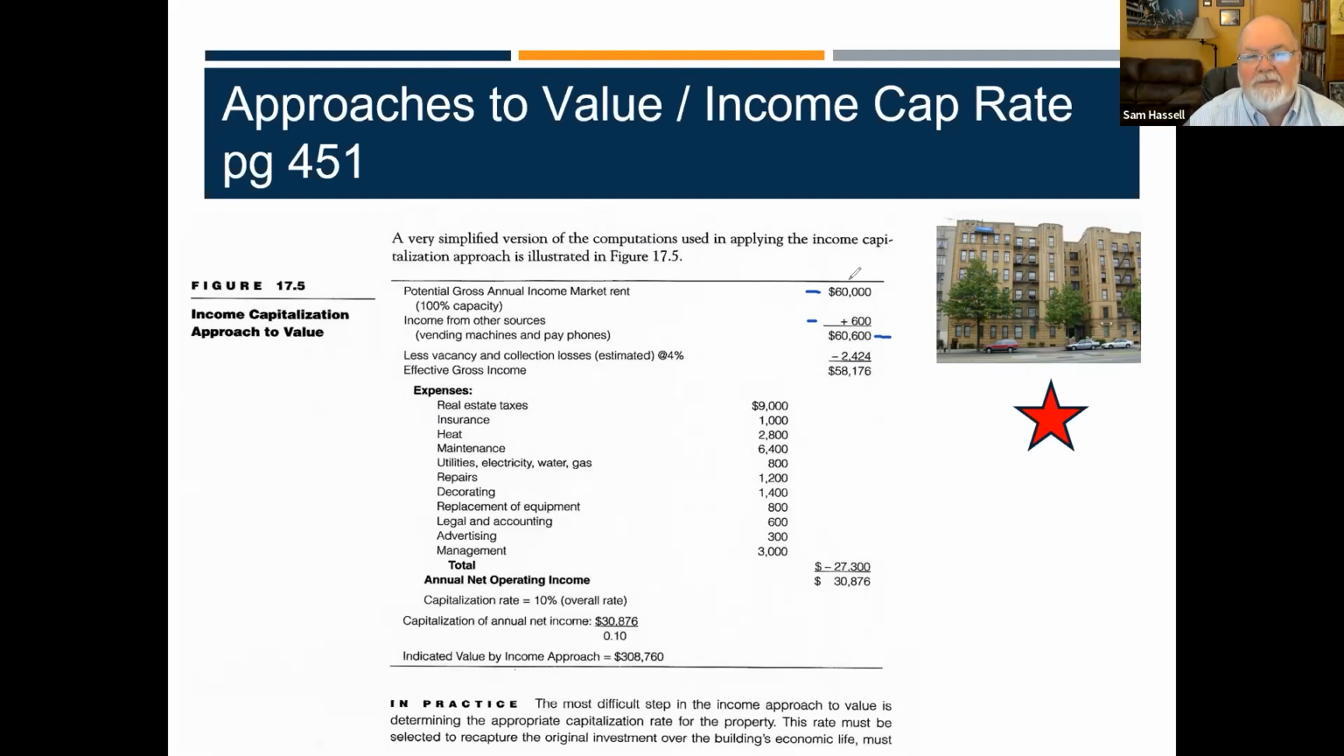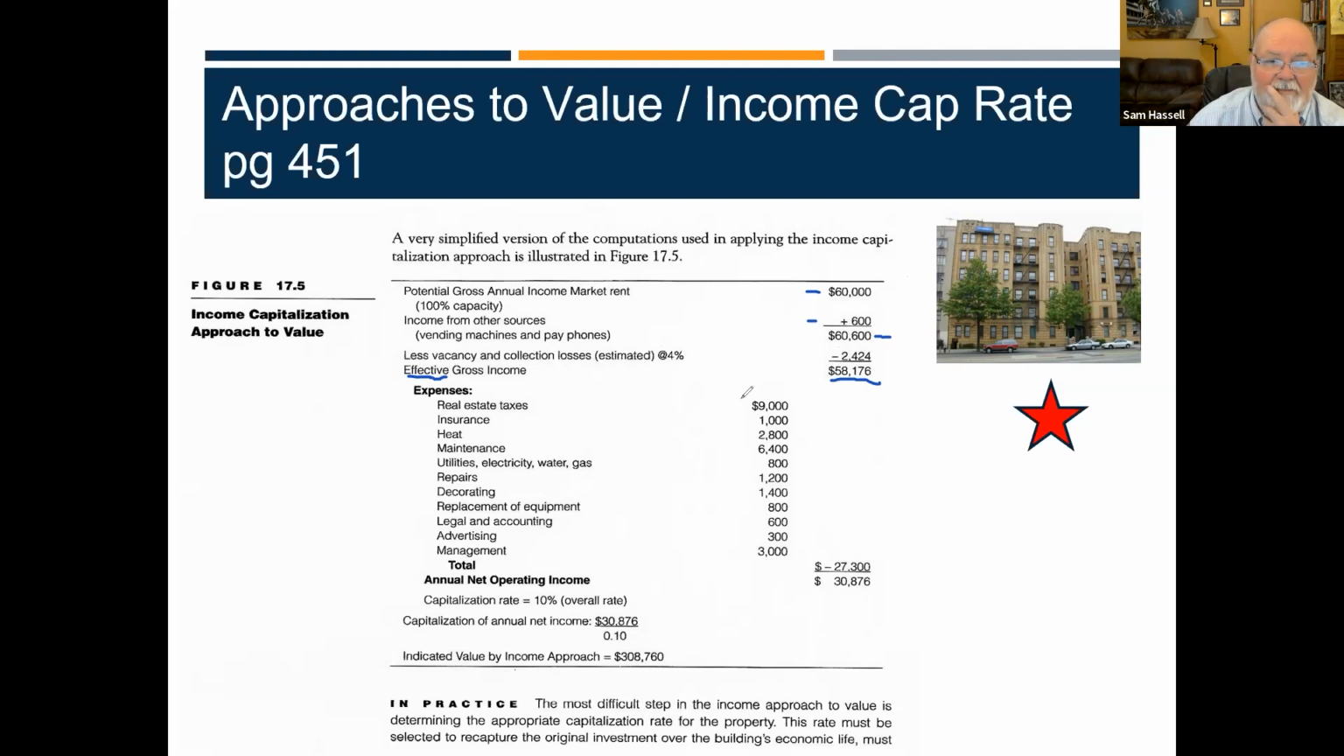But I don't have 100% occupancy here. I only have 96%. So I'm going to have to take that vacancy, that 4%, off. So I'm going to take this 60,600 and multiply it by 4%, and I'm going to come up with 2,424. So my effective gross income is $58,176. That's what I expect to make.